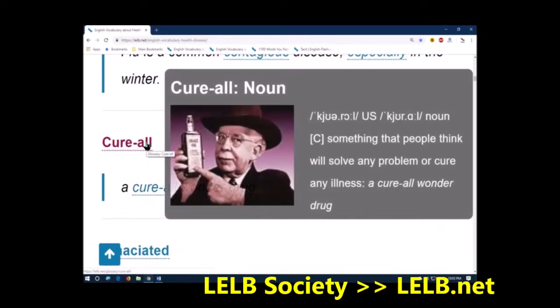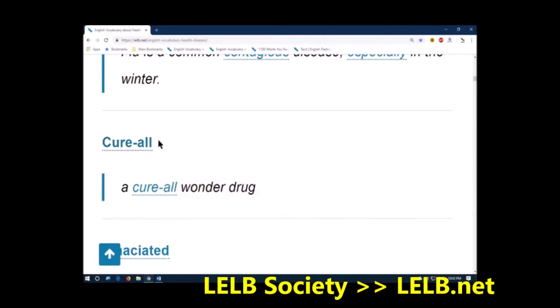Cure-all. Something that people think will solve any problem or cure any disease or illness, which does not actually exist. So it is most of the time imaginary. A cure-all wonder drug.